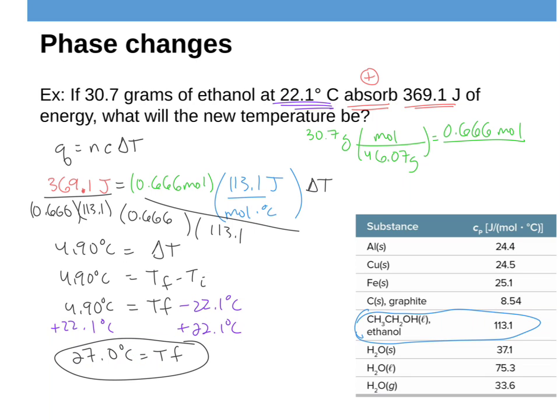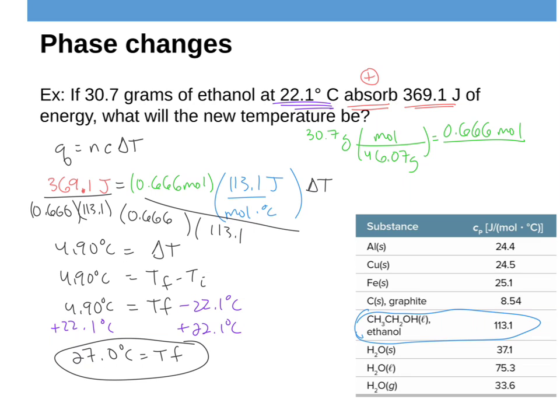It started at 22, it went up to 27. Does that make sense if you absorb energy? Yes, right? If you absorb energy, your temperature should go up. If you release energy, your temperature should go down. So the sign and that value makes a lot of sense. You just want to make sure that you've arranged everything right in your head.